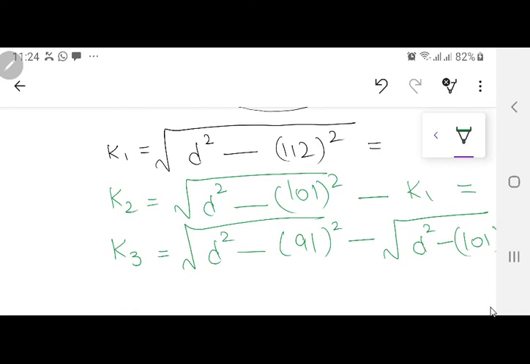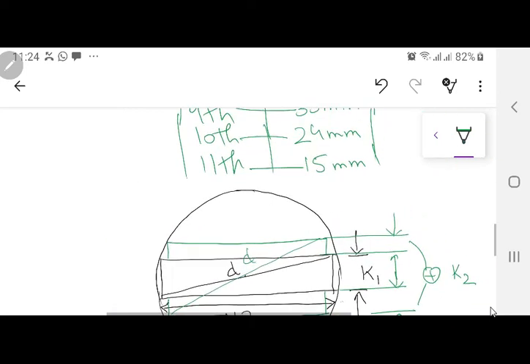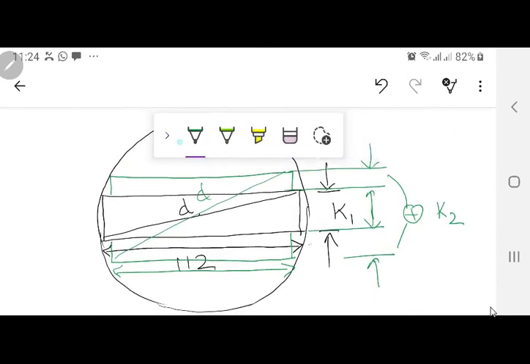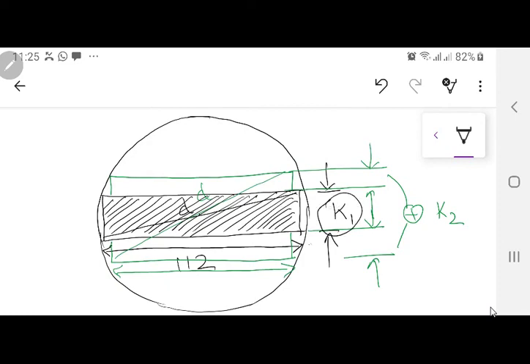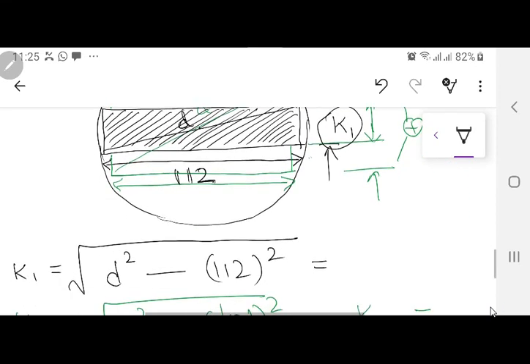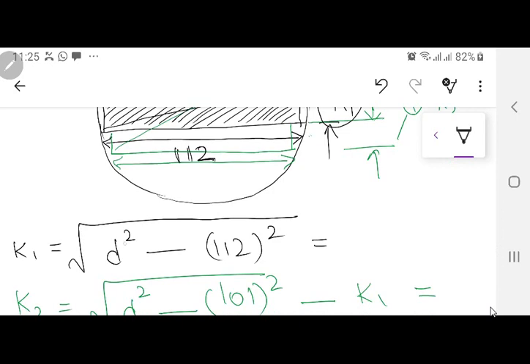For those who are still not getting it, I am repeating. See this one. In this diagram, what is this? This is the first step. This dimension is K1, and to find out this K1, I know this dimension D, the diameter, and I have fixed this one as 112 mm. So when I want to find out K1, this will be equal to D square, Pythagoras theorem, minus 112 square. This will give me the value of K1.